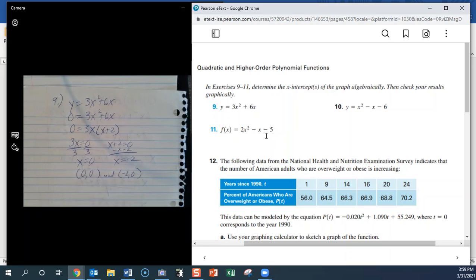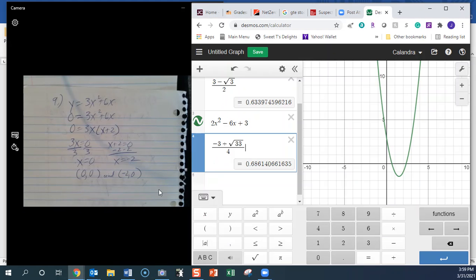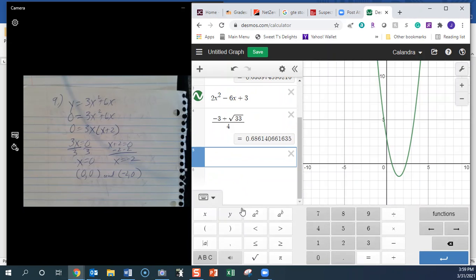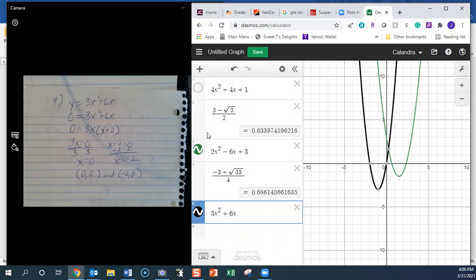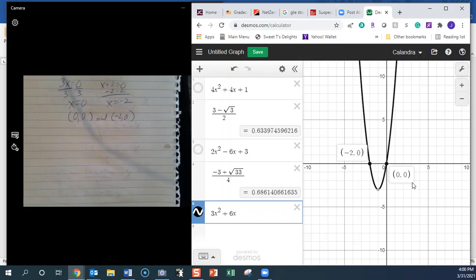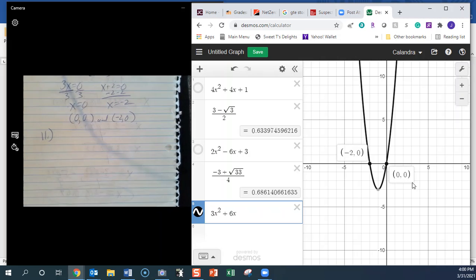Now, as far as graphically is concerned, I'm going to do this one real quick. It's basically done the same way that we did the others. All we have to do now is just type in the equation, 3x squared plus 6x. Let me turn this graph off. All right, so this is the graph here. We look at where it hits the x-intercept. We got -2, 0, and then we also have 0, 0. So we proved it graphically as well. Now, we're going to move on to problem number 11.